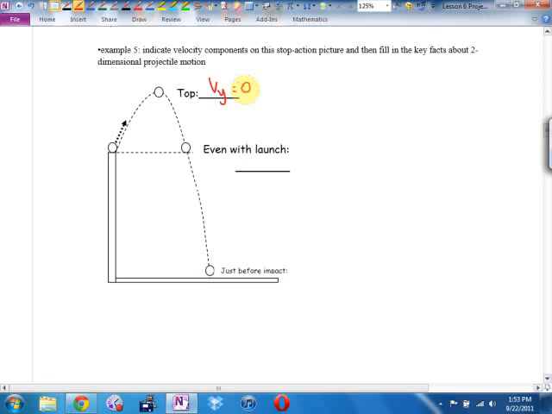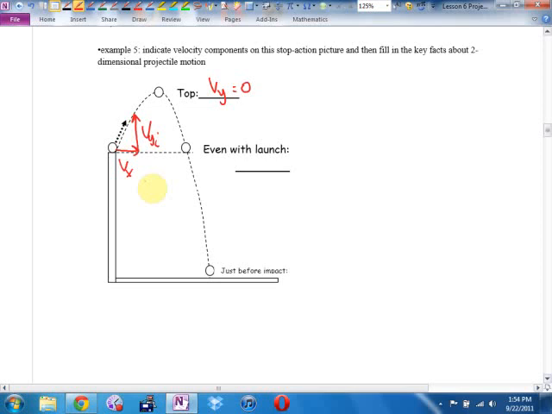Now, I would break this projectile into Vx and Vy initial. Spencer, why did I put an initial on the Vy, but I didn't put an initial on the Vx? I knew I could count on you, because Vx isn't changing. Initial is the same as final. Horizontally isn't going to change. Vertically is going to change.